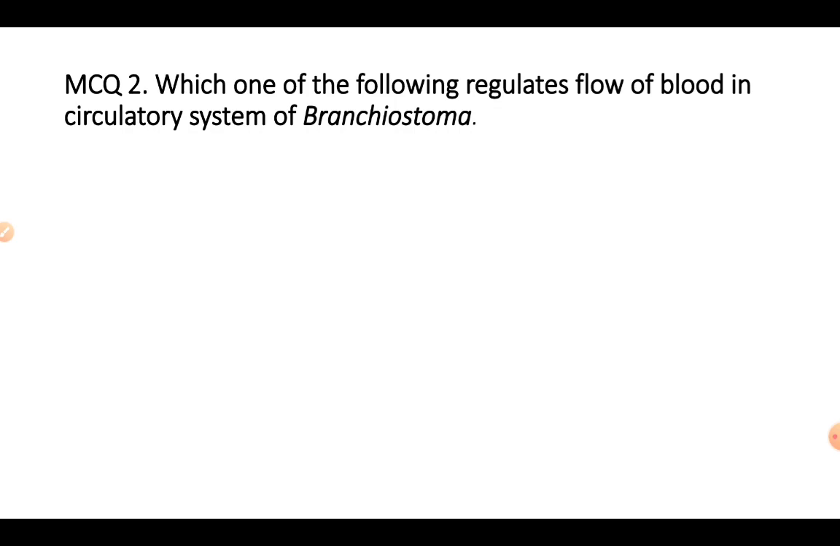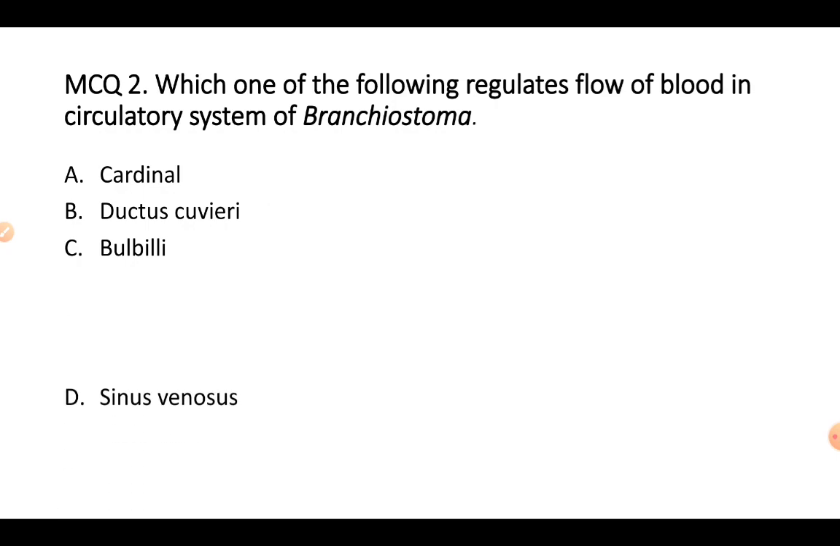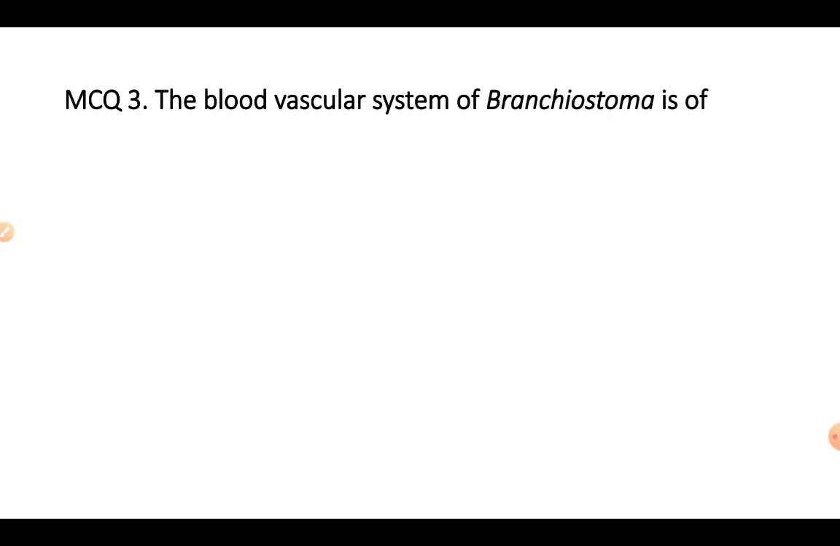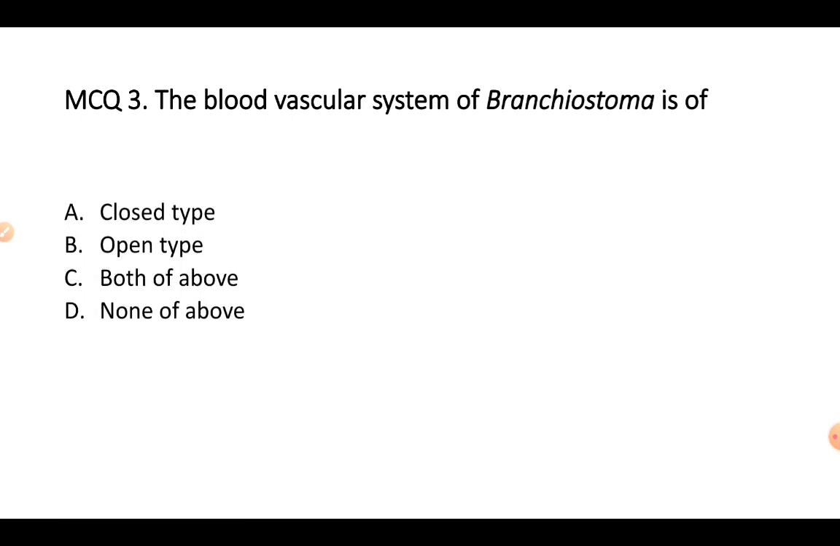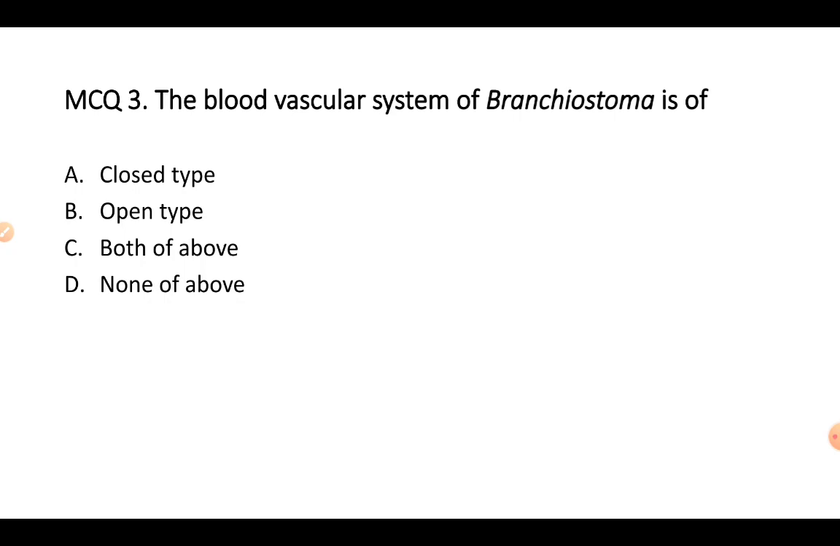Second question, which one of the following regulates flow of blood in circulatory system of branchiostoma? Is it the cardinals, the ductus cuvieri, the bulbi, or the sinus venosus? Which regulates? The answer is C, the bulbi. The blood vascular system of branchiostoma is of closed type, open type, both, or none of the above. What's the answer? Answer A, it is closed type.